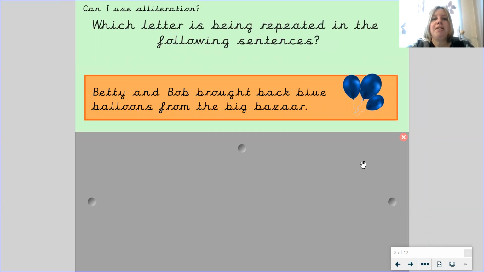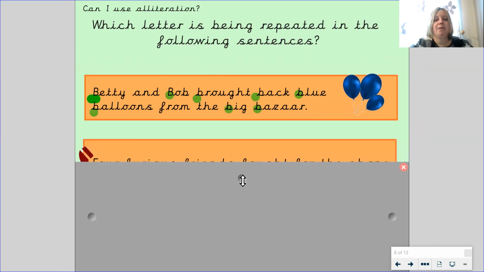Did you spot that it was the letter B? Let's listen together. Betty and Bob brought back blue balloons from the big bazaar. And we can highlight our B's. So we've got Betty and Bob brought back blue balloons from the big bazaar.